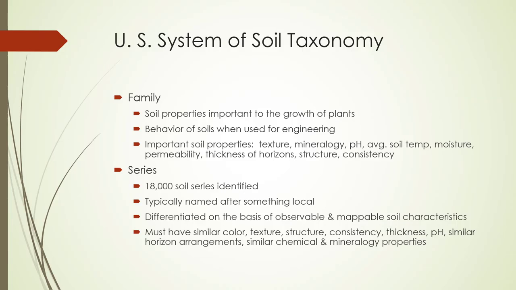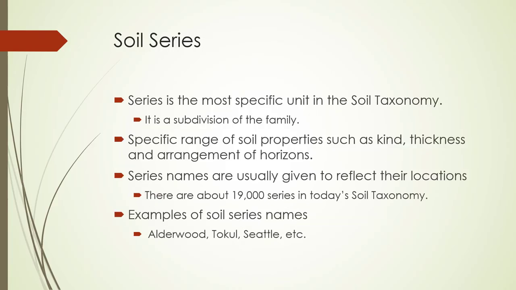They're typically named after something local. They're different on the basis of observable and mappable soil characteristics. They must have similar color, texture, structure, consistency, pH, chemical and mineralogy properties. So the soil series is the most specific unit in soil taxonomy. It's a subdivision of the family. It has a specific range of soil properties such as kind, thickness, and arrangement of horizons.